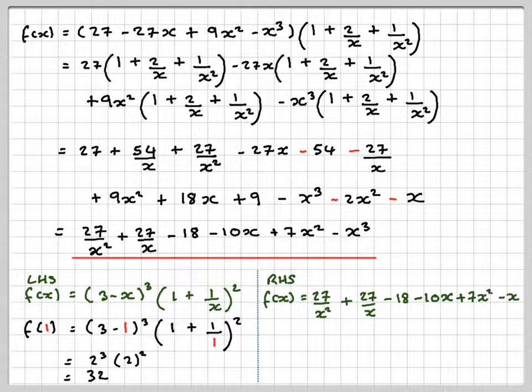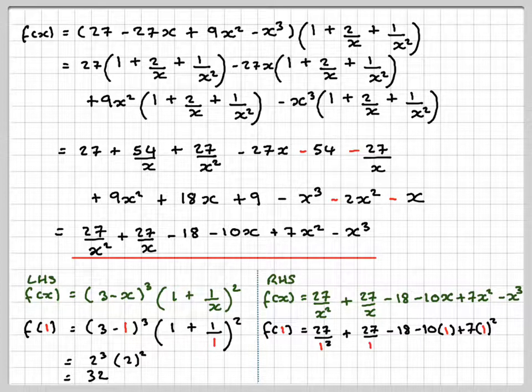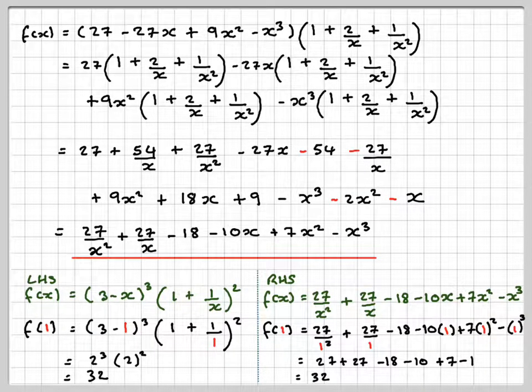The right-hand side is this. Replacing x with 1, we get f(1) equals 27 over 1 squared plus 27 over 1 minus 18 minus 10 times 1 plus 7 times 1 squared minus 1 cubed. That gives me 27 plus 27 minus 18 minus 10 plus 7 minus 1, which gives me 32. Because the left-hand side is equal to the right-hand side, we know that this is correct. So we verified our result.